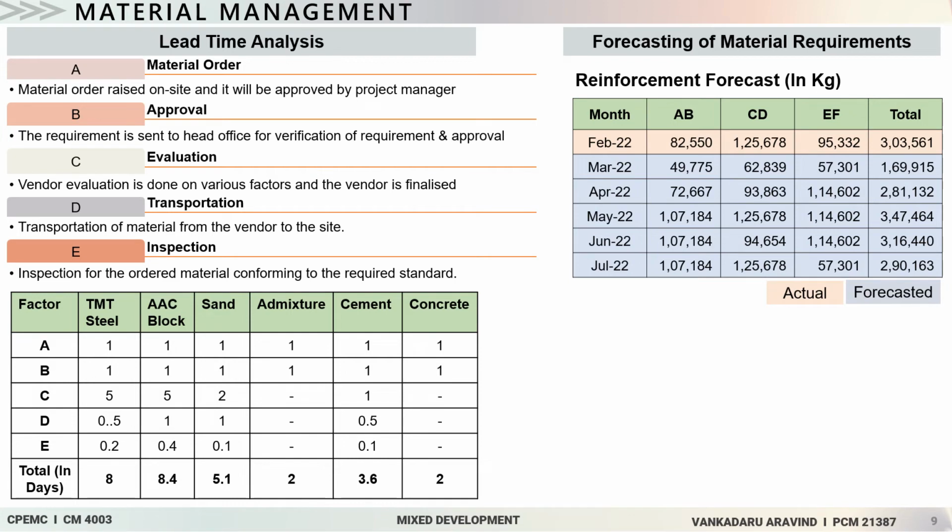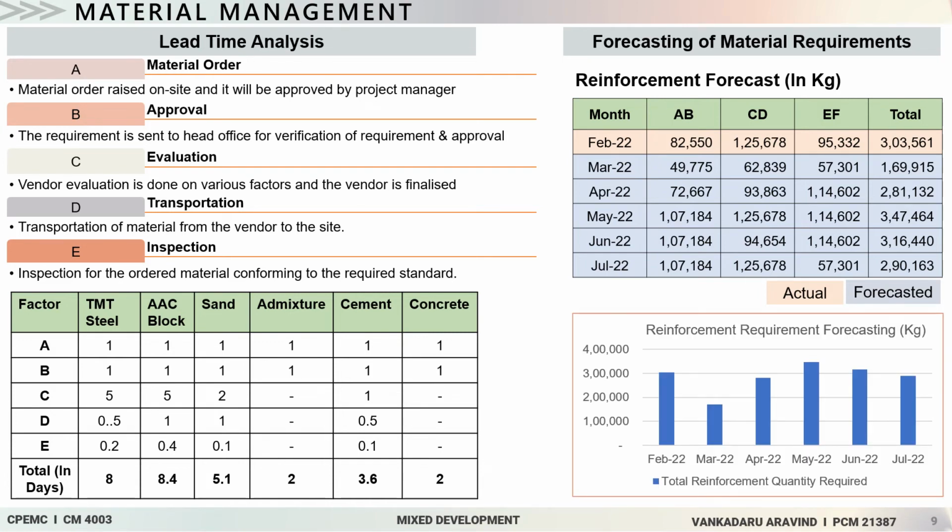Later, the forecasting of materials for the concrete and reinforcement is also being done, and the reinforcement forecast is being shown here. From the table and the graph, we can see that February is an actual, and we have forecasted up to July. And out of this graph, May has the maximum requirement of reinforcement, and March has the minimum requirement of reinforcement on site.